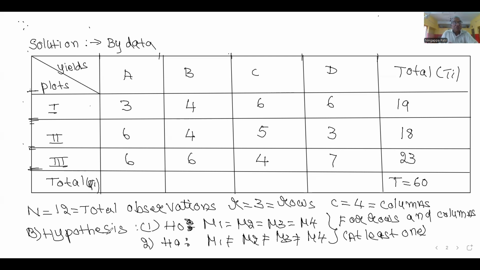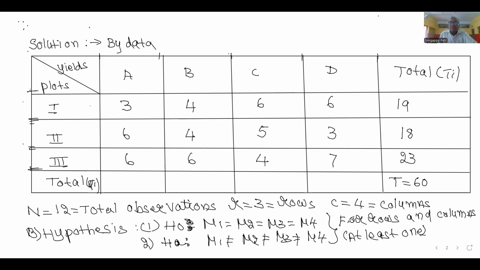And state the hypothesis. Number 1, H0, the null hypothesis. You can see rows and columns; whichever is greater, you take that many mu's. Mu1 equal to mu2 equal to mu3 equal to mu4. And if it is 5, you take 5 mu's. And HA is the opposite of this: mu1 is not equal to mu2, mu2 is not equal to mu3, mu3 is not equal to mu4. This is HA, not H0.